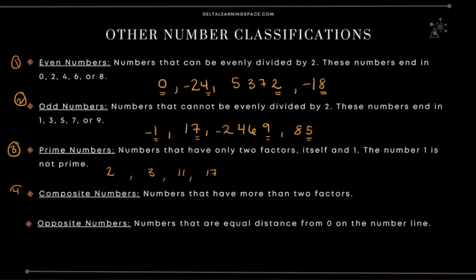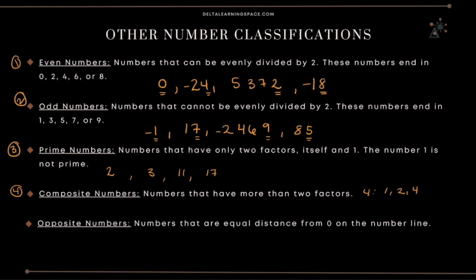Our fourth number classification is going to be the opposite of our prime numbers, called our composites, and these will be numbers that have more than 2 factors. 4 will be an example of that. Its factors are 1, 2, and 4. 1 times 4 will equal 4, 2 times 2 will equal 4. But because it has more factors than itself and 1, it will be considered composite.